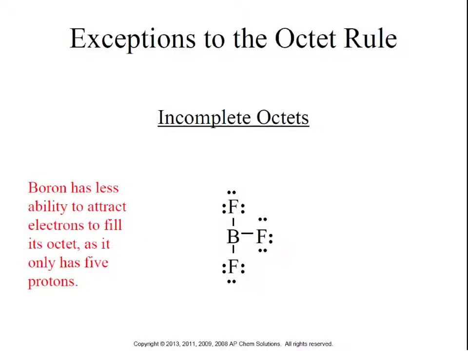Let's go over a couple exceptions to the octet rule. Some of these you're going to need to memorize, other ones are going to be things you come across when you're just drawing your Lewis structures. So the first exception to the octet rule is boron.